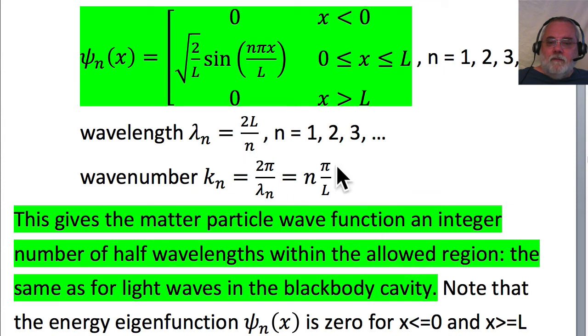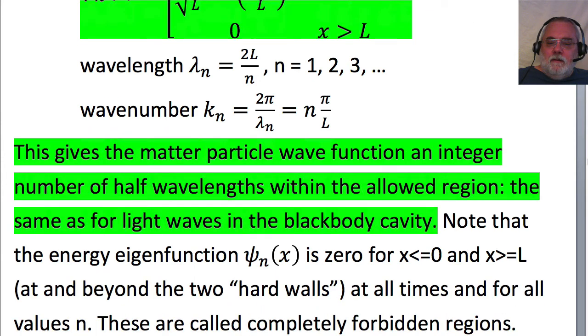Because if we plug in L here, we get L over L and we get n pi, and n is an integer, and sine of n pi is always 0. So the energy eigenfunction is 0 at and beyond the two hard walls at all times and for all values of n. Beyond the walls is called a completely forbidden region.